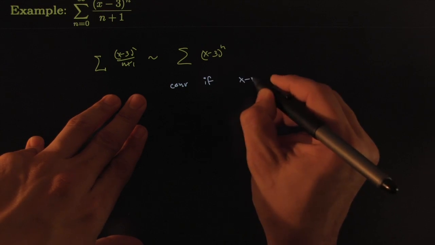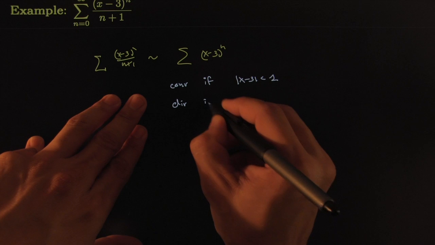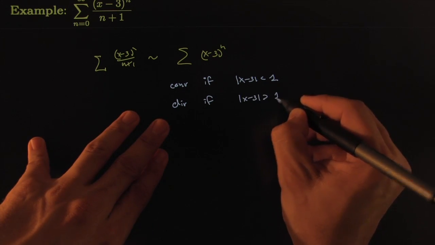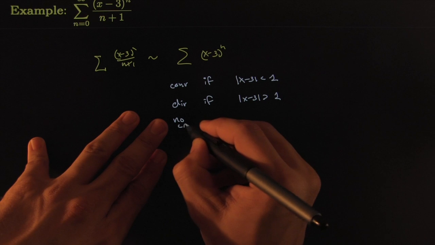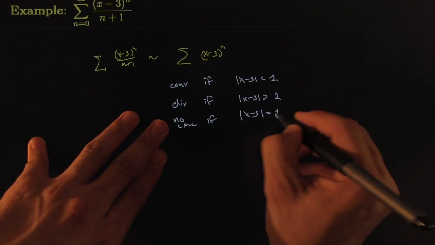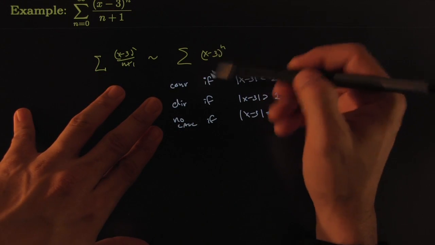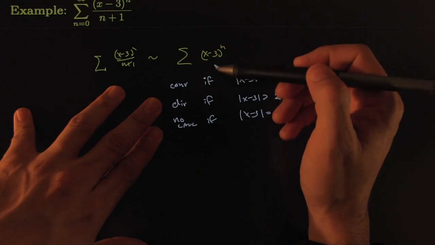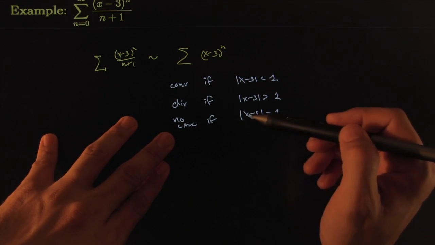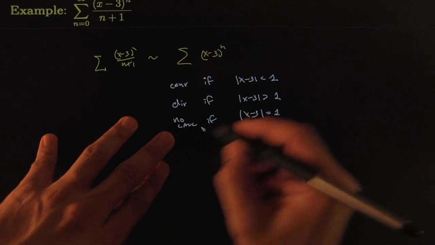Here's what we know. It will converge if |x - 3| is less than 1, it will diverge if |x - 3| is greater than 1, and no call if |x - 3| is equal to 1. We'd have to go back to the original one and check that, because the root test is inconclusive when that limit is equal to 1. So this has to be handled separately.